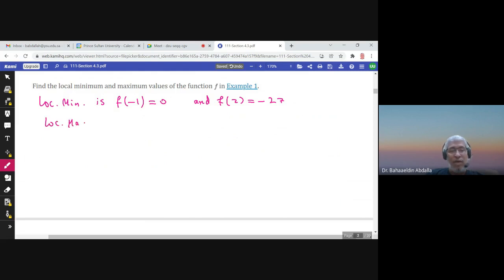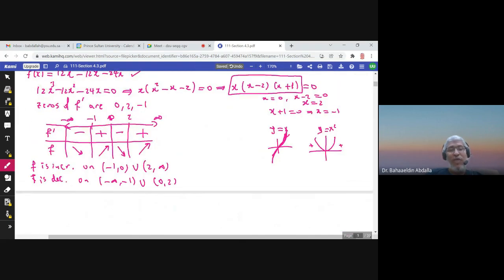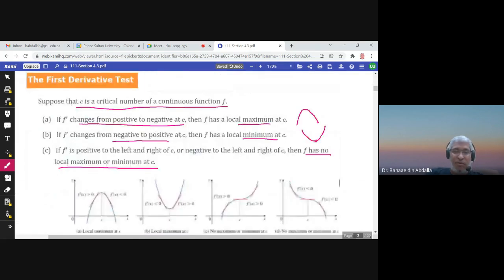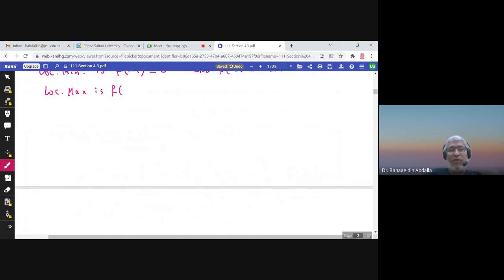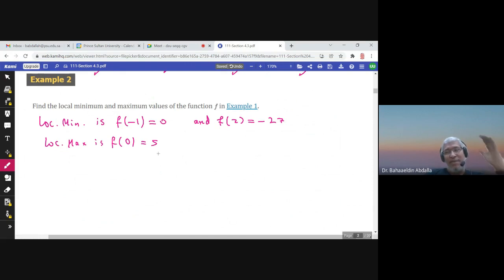Well, the local maximum is f of what? f changes from increasing to decreasing at 0. So f of 0, and f of 0 is easy. It is just 5 if you replace x by 0. So f of 0 equals 5 is a local maximum. So 5 is the local maximum for the function f.